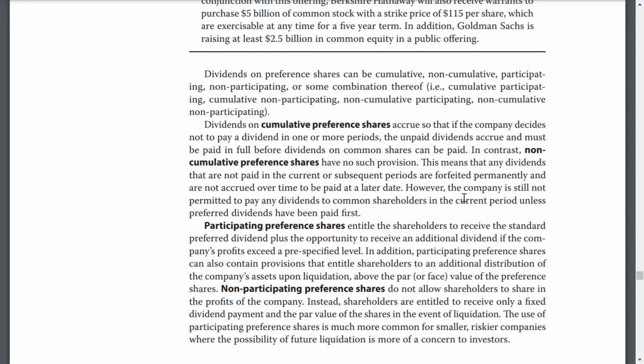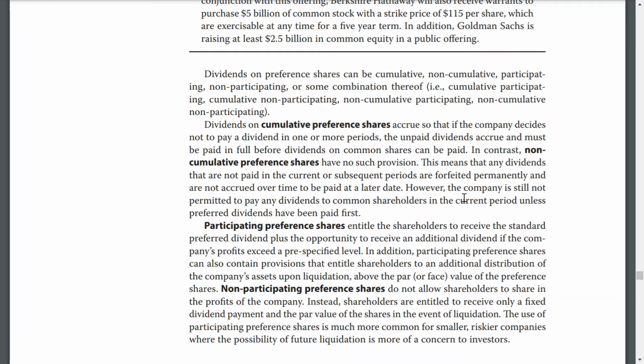Dividends on cumulative preference shares accrue, so if the company decides not to pay dividends in one or more periods, the unpaid dividends accumulate and must be paid in full before any dividends on common shares can be paid.